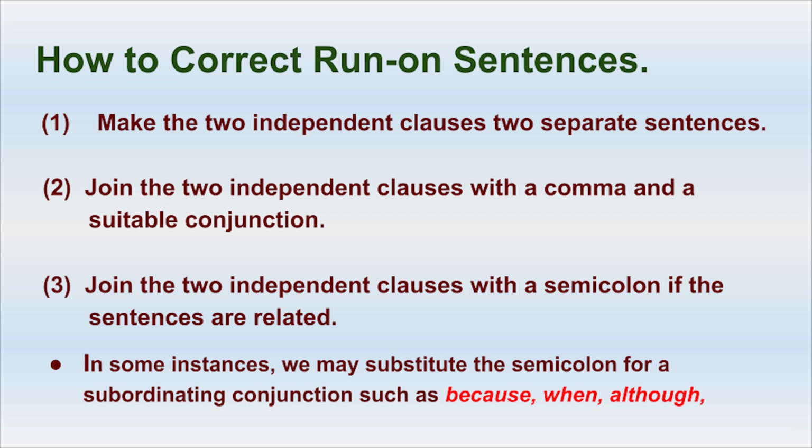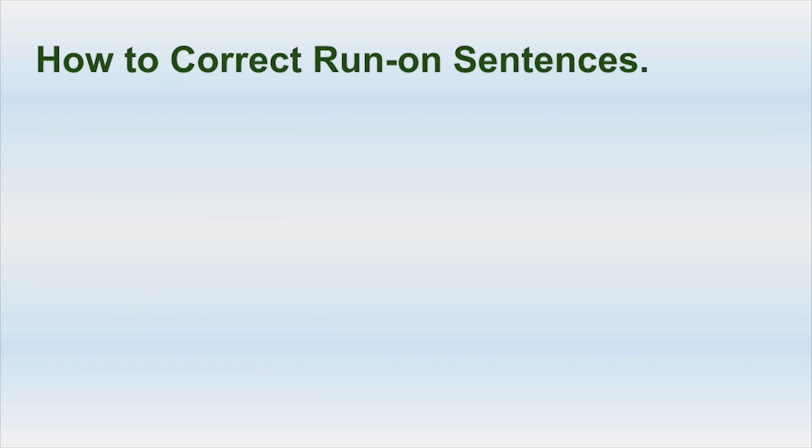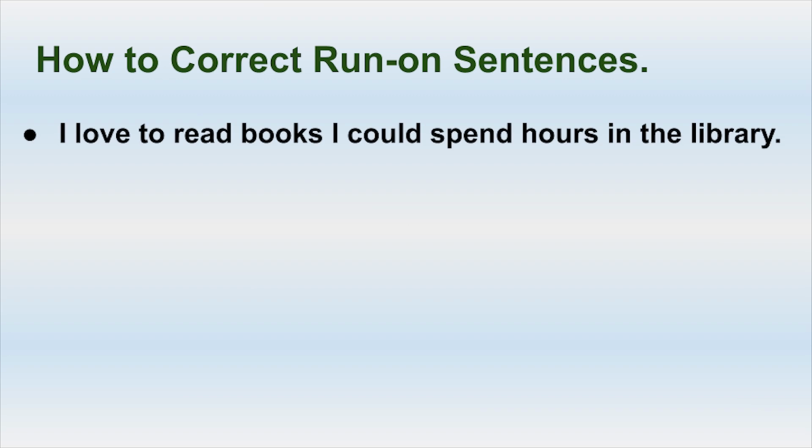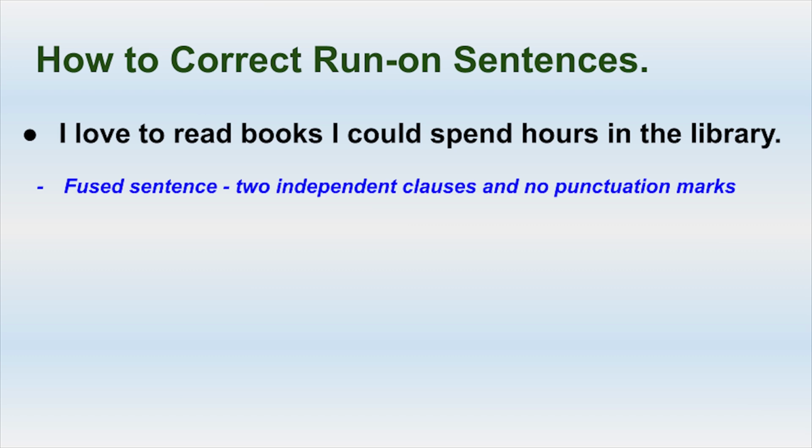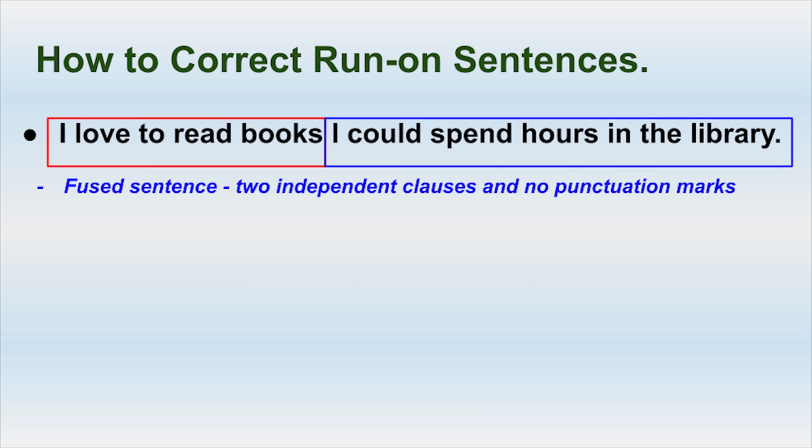So let's look at some examples to see how we may identify these run-on sentences and how we may correct them using those three methods. Our first example is, I love to read books. I could spend hours in the library. This is a fused sentence. It has two independent clauses and no punctuation marks.